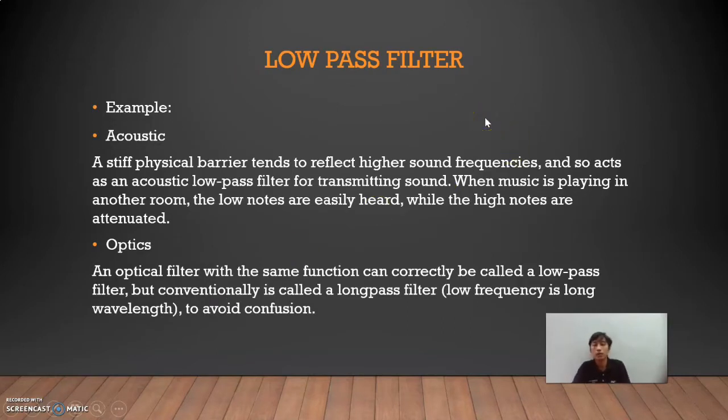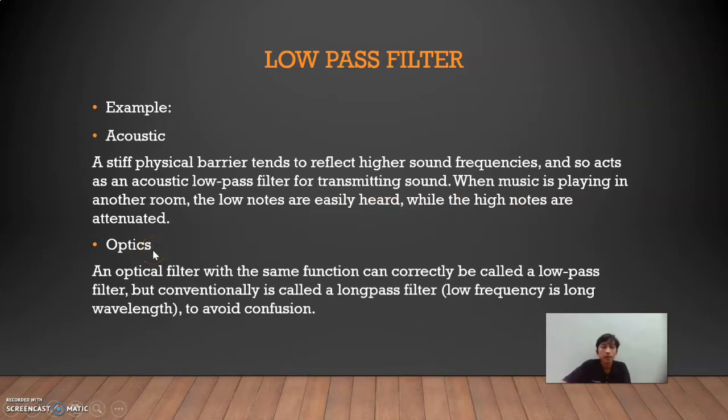A low pass filter has many examples, but I just take from acoustics, optics, and electronics. For acoustics, a stiff physical barrier tends to reflect higher sound frequencies and so acts as an acoustic low pass filter for transmitting sound. Like when music is playing in another room, the low notes are easily heard while the high notes are attenuated.